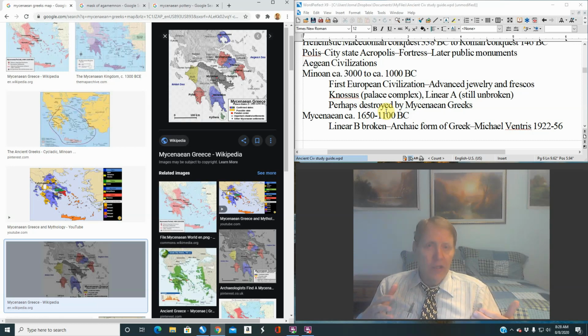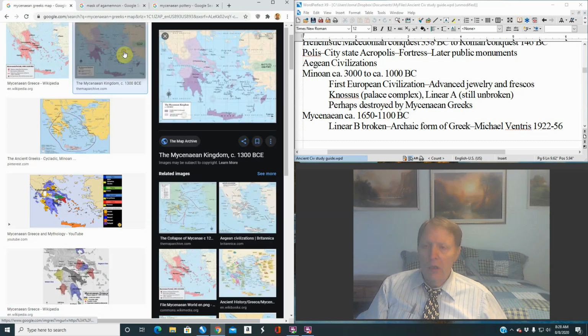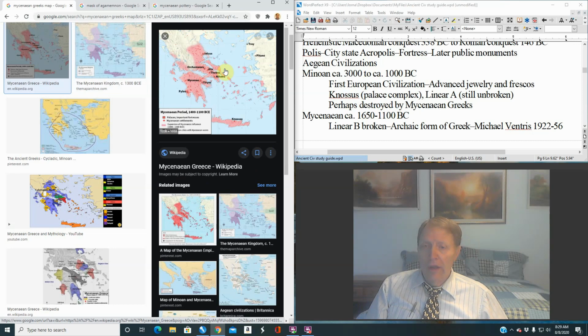Well, let's take a look at the Mycenaeans. The Mycenaeans live in, well, they have colonies. We find the Mycenaeans, kind of Mycenaeans proper, down here. They have colonies, outposts, whatever you want to call them, on the fringes. Here's a map of where we believe there were many Mycenaean settlements.